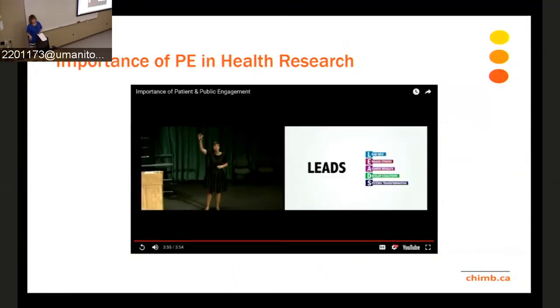So those are some of our patient partners and our health researchers who work in and around patient and public engagement. And you got to see me again.